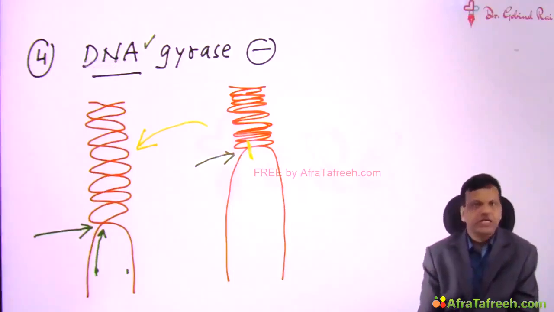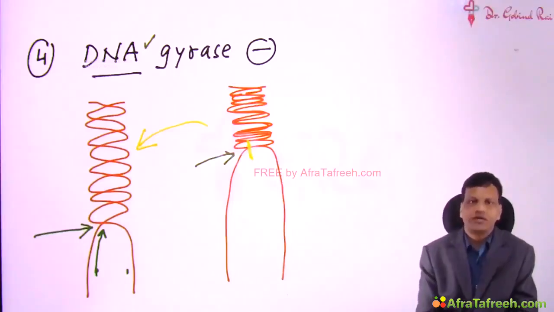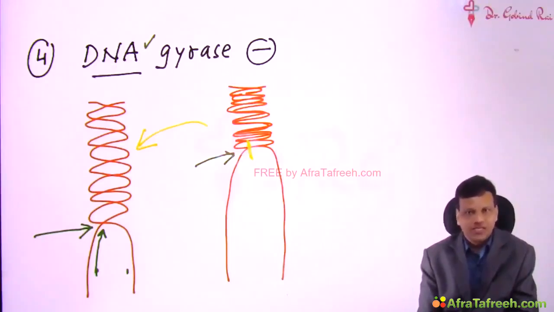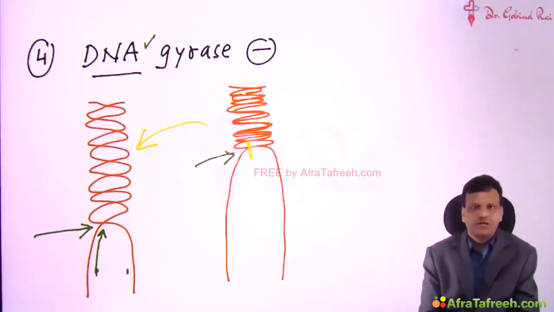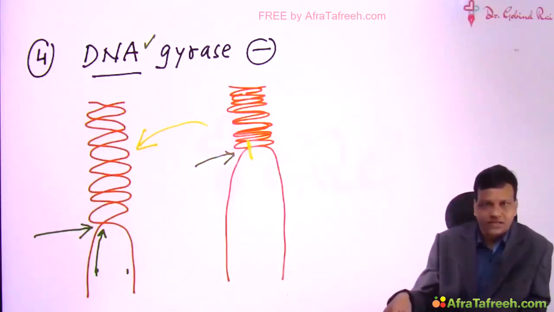The same function in humans is done by another enzyme called DNA topoisomerase. So if we inhibit DNA topoisomerase, then human cells will be killed. So that drug will be used as an anti-cancer drug. So DNA gyrase inhibitors are used as antibacterial, whereas DNA topoisomerase inhibitors are used as anti-cancer drugs.